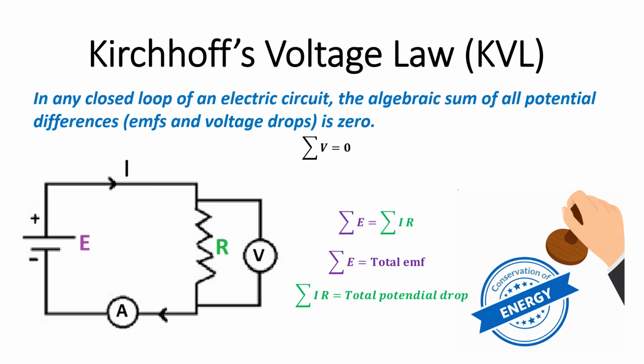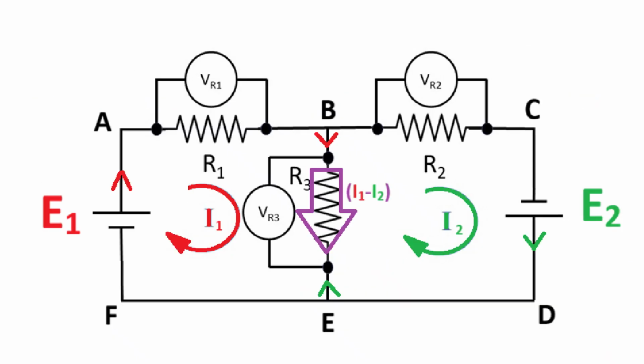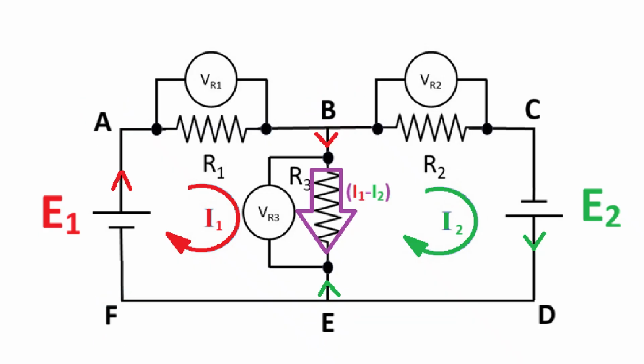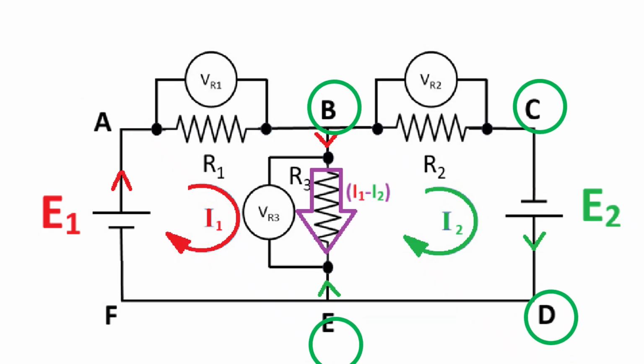If I amount of current is flowing through a loop having resistor R due to the driving cell E, then E is equal to IR. In this circuit there are two loops. The first loop is A, B, E, F, A. And the second loop is B, C, D, E, B.